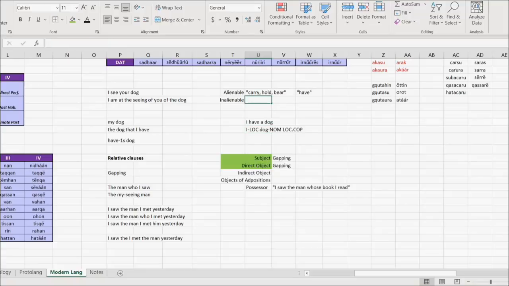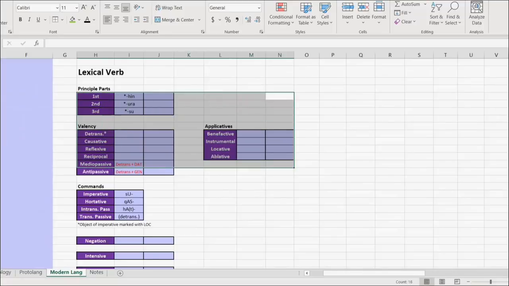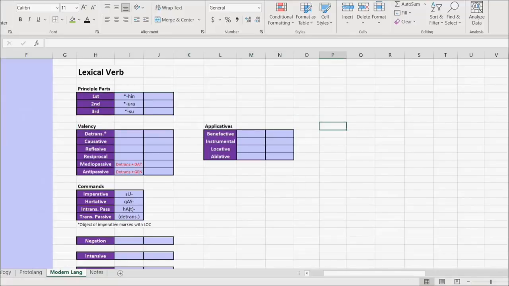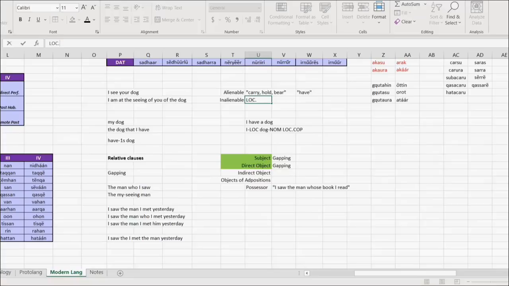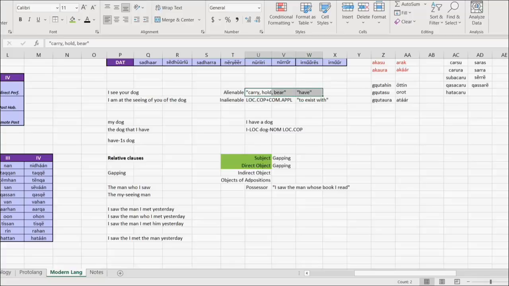That would literally be, the dog that I exist, which doesn't make very much sense. But then, of course, we have our valency changing operations, and specifically, we have applicatives. So if we take the locative copula and add, say, a commitative applicative, that would create a meaning of to exist with or to be with. That's pretty cool. And that, I think, has a lot less of a sense of alienability to it than to carry, which is much more obviously alienable.